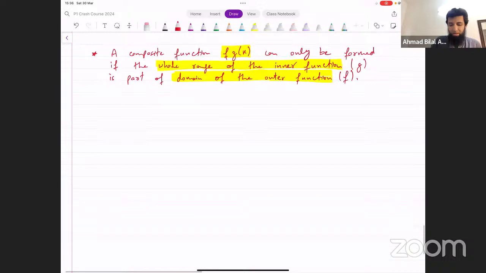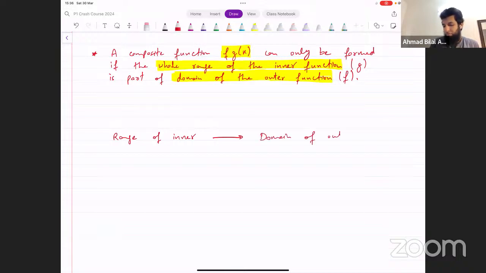that you would just be looking at this scenario, whether this is true or not, if the range of the inner function is the same as the domain of the outer function. These two things have to basically correspond. If they don't correspond, then we have a problem.